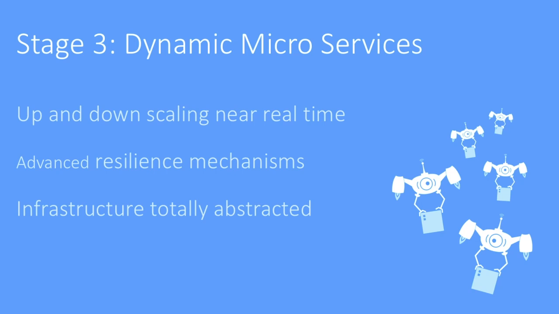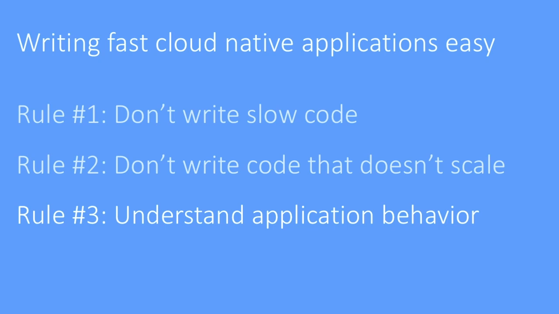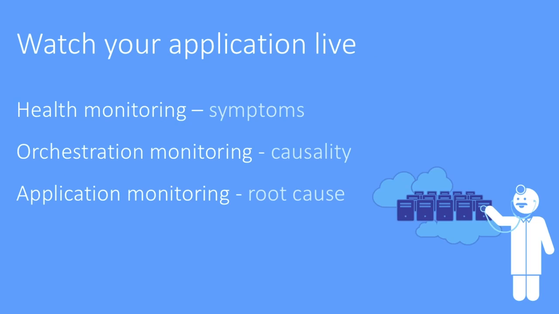And at that point, we don't really care about the infrastructure anymore. And here we come now to rule number 3, understand application behavior. And there are actually 3 ways you can understand application behavior from a monitoring perspective. Number 1 is health monitoring. So that's the basic monitoring that you get, and many people stop there.